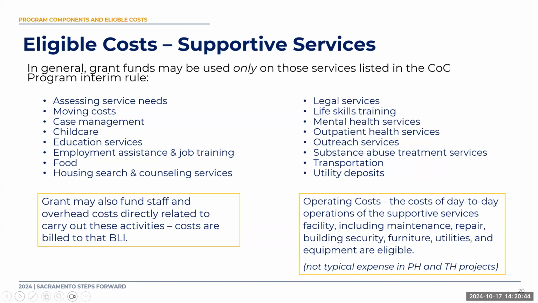And the services your project receives funding for will be, again, determined by your project application. And two things to note here. Staff and overhead costs directly related to carrying out these activities are eligible, but they should be charged to that budget line item. And the costs of the day-to-day operations of a supportive services facility are not eligible. So expenses like maintenance, repair, building security, furniture, utilities, and equipment would not be considered an eligible cost.